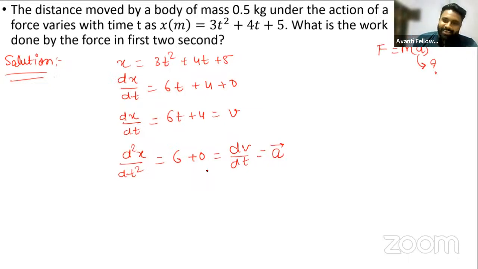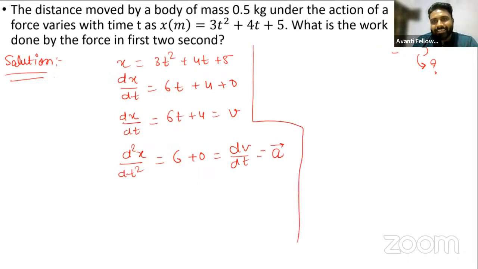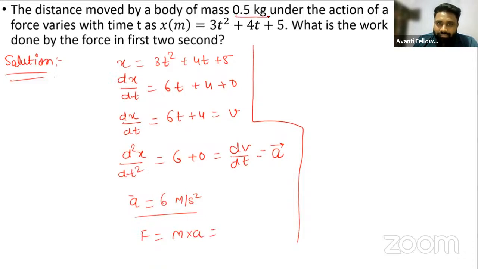Good. So let me check the answer, okay? Acceleration here you have calculated as 6 meter per second square. Now the value of force is mass into acceleration. That is why the mass in this question has been mentioned. So mass is 0.5 multiplied by 6. It is 3 Newton, which is a constant force.